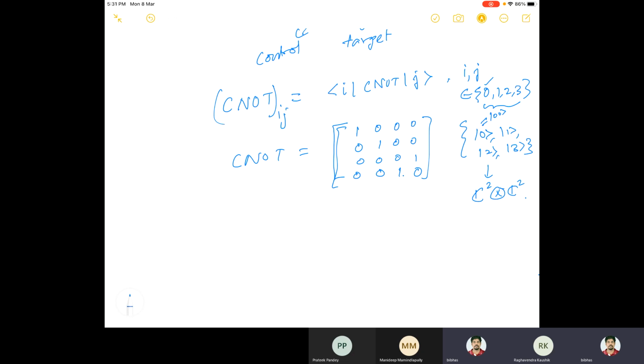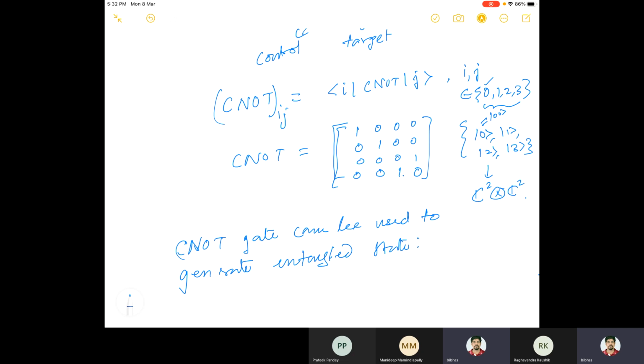No problem. Now this CNOT gate is very helpful because it can generate entangled states. We'll show a little later why the CNOT gate is fundamentally important in quantum computing. But let me first say one usefulness of the CNOT gate: it can be used to generate an entangled state. So why is that?